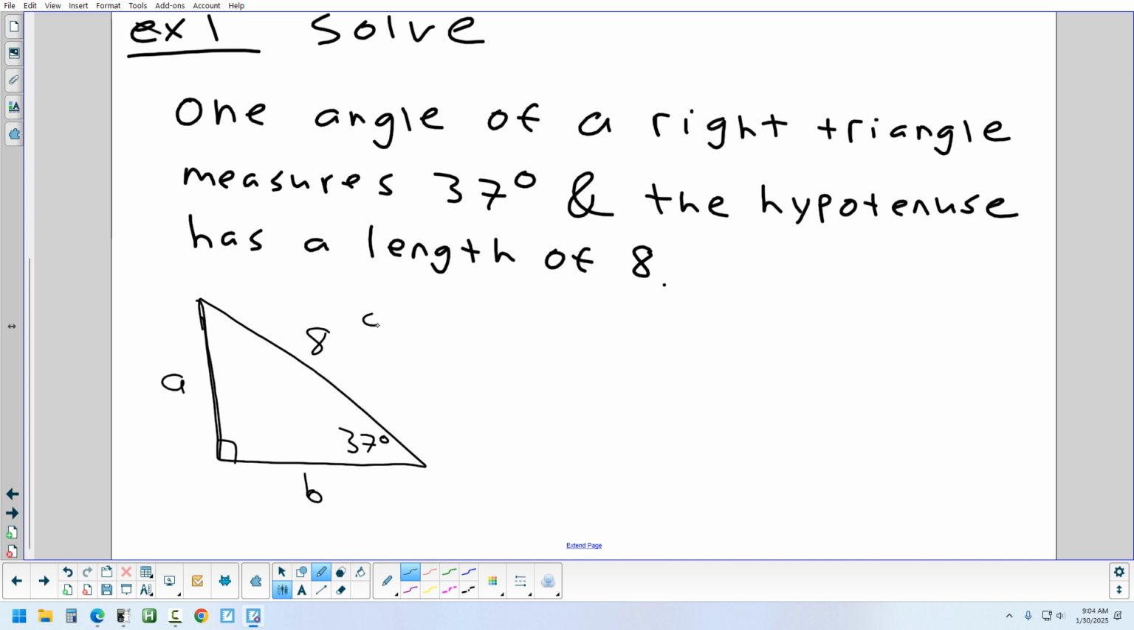What would be the name of the angle across from B? What would we name that? Yep, that would be beta. That's beta, and this angle would be alpha.